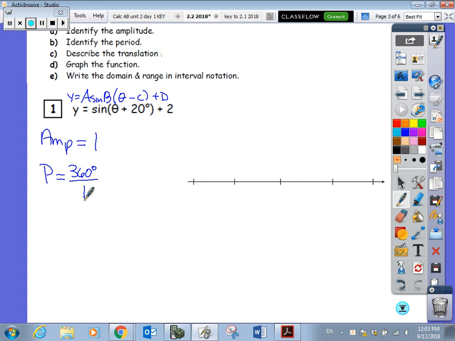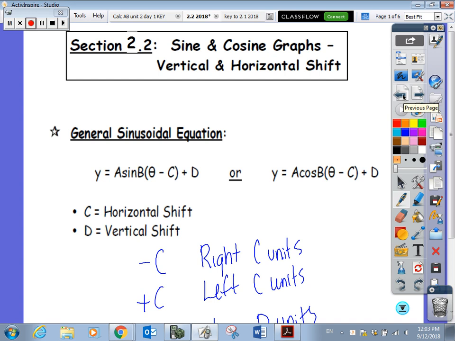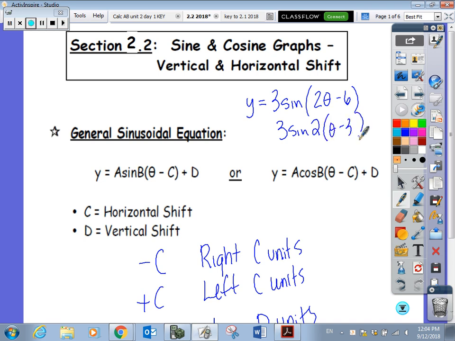Now you have to be a little bit careful because notice here that the B value is not inside the parentheses. So if I had something like y equals 3 sine 2 theta minus 6, let's say I had that. B still equals 2. But now C is not 6. We would have to say 3 sine, we would have to factor that 2 out and make it look like that. Now that doesn't happen very often, but you have to be careful because every once in a while that happens.